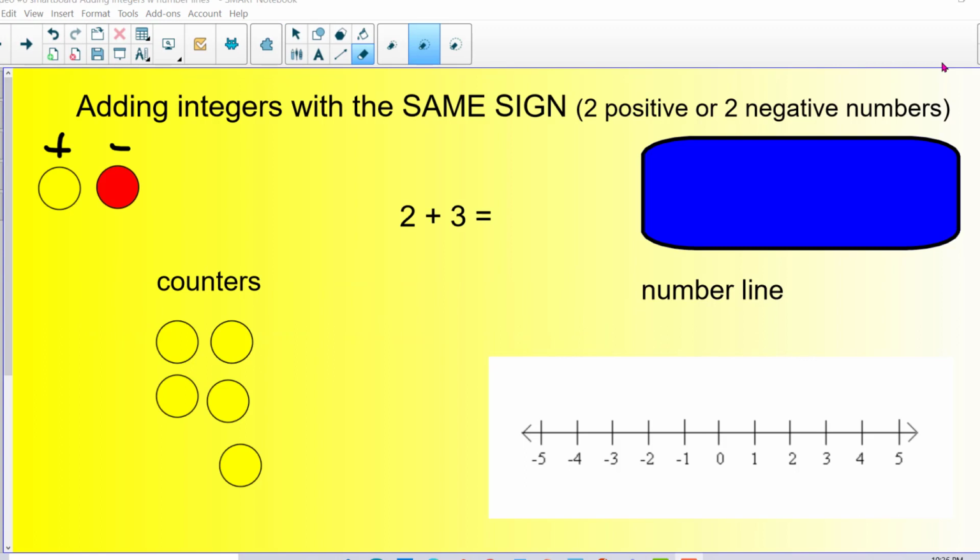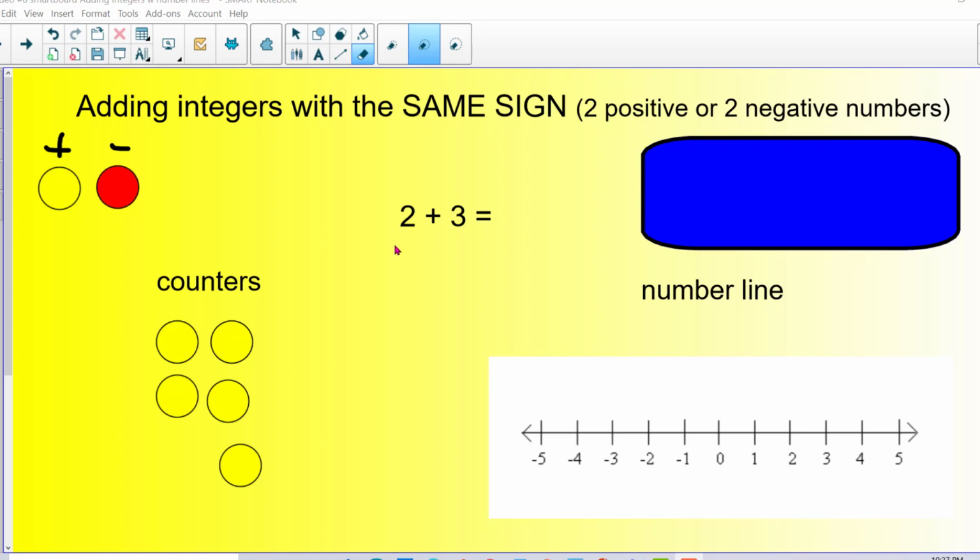Let's start, as we did before when we were adding integers using counters, with adding integers that have the same sign. So 2 positives or you're adding 2 negatives. And yes, these will be the same examples that we did with the counters purposely, so you can make the connection and see how they're similar to when we use the number line.